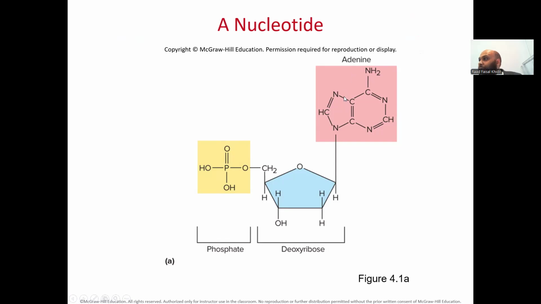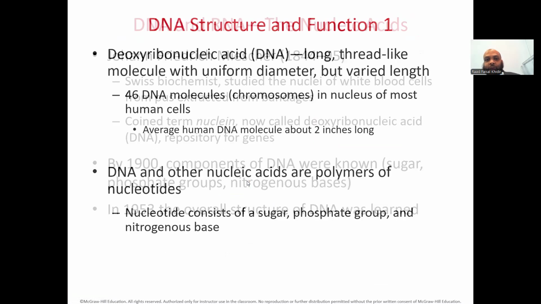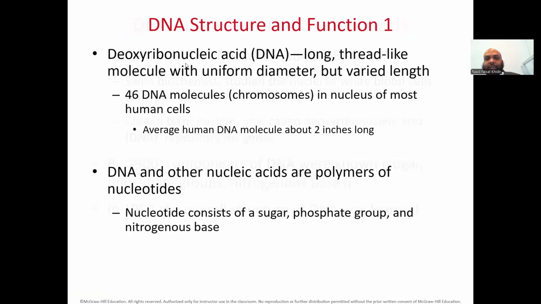And what is up top here? That's a nitrogenous base. How many different nitrogenous bases do we have? Adenine, guanine, cytosine, and thymine. Four nitrogenous bases, a deoxyribose sugar, and a phosphate group. So this is why we call it deoxyribonucleic acid. It is a long thread-like molecule with uniform diameter.